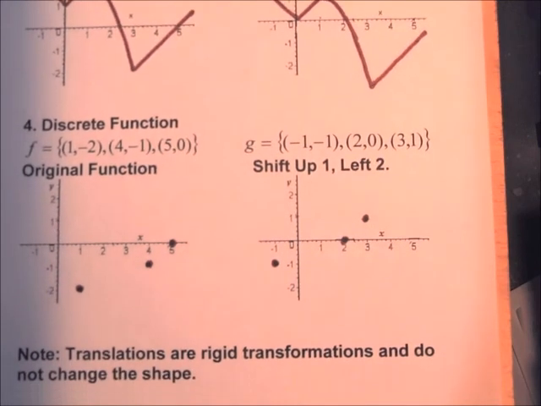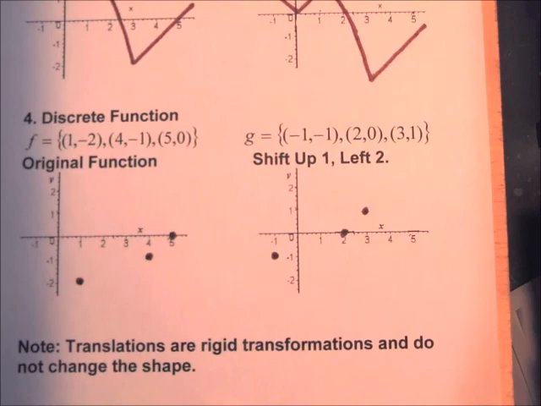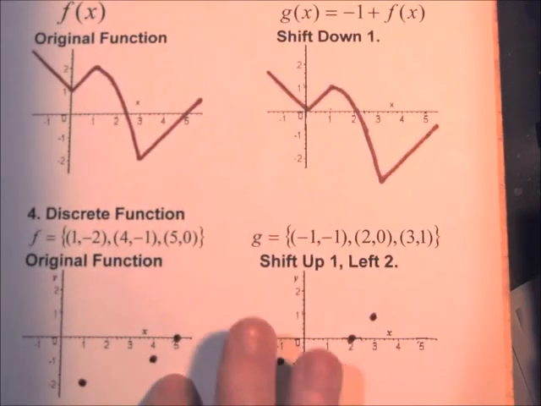The thing to note here is that translations are rigid transformations, and they do not change the shape. They have the same basic shapes here.